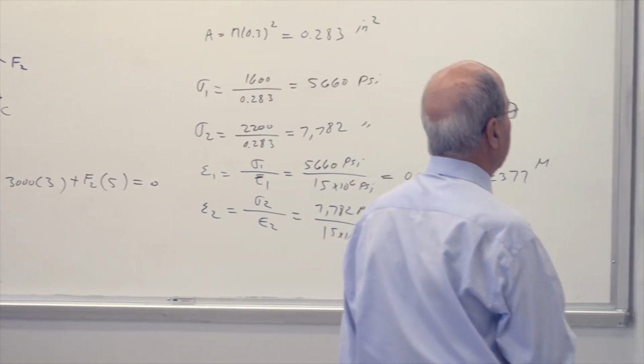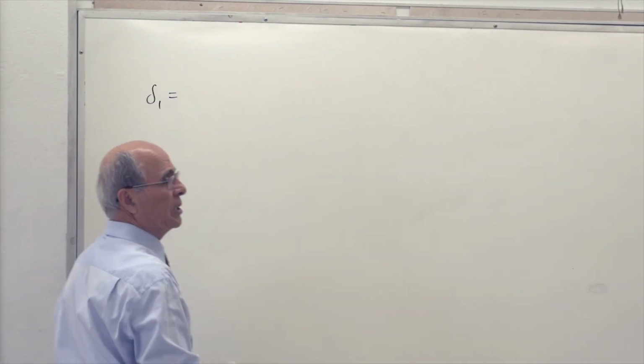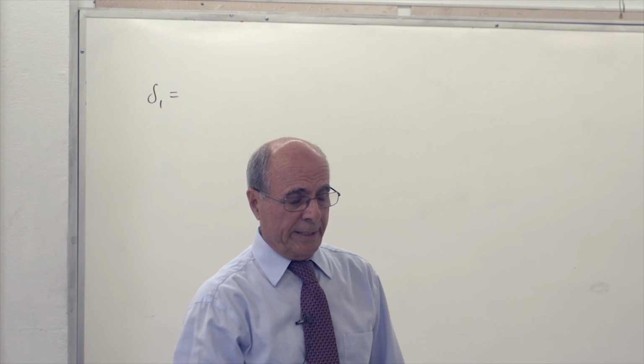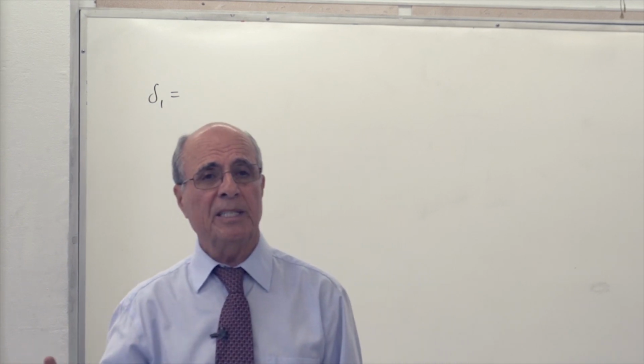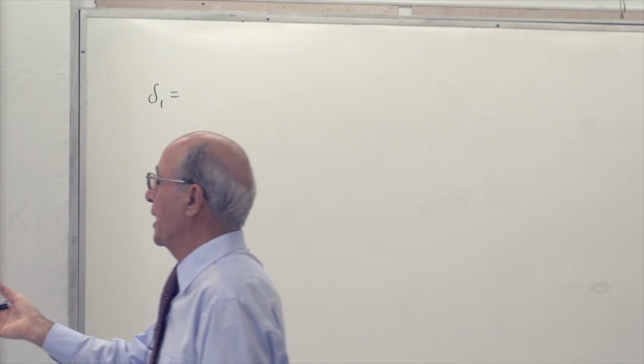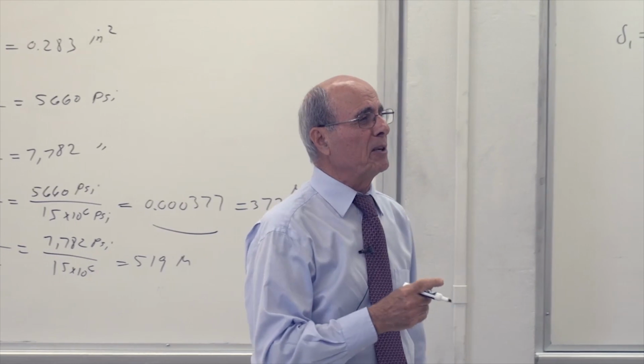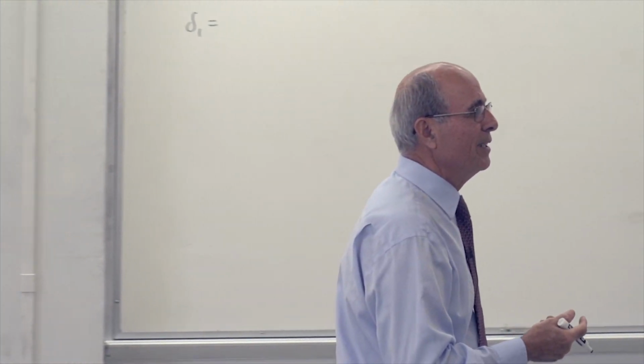That we have to calculate. Therefore, I have to calculate delta 1. Delta 1 is the amount of stretching of wire 1. Now, you can use PL over EA. Remember, many of you stuck to that formula, but it is easier to use epsilon now that you have it. The epsilon is the amount of deformation per unit of length.